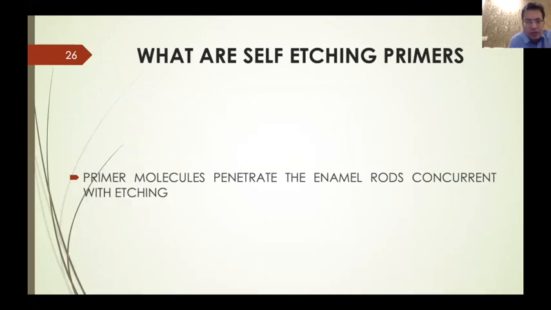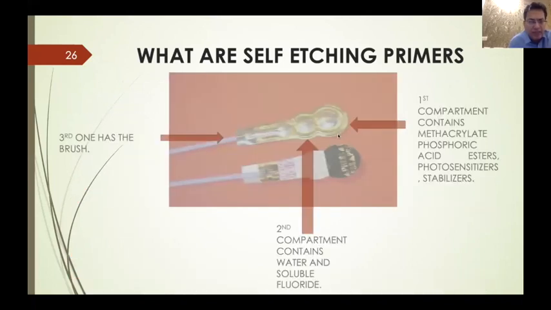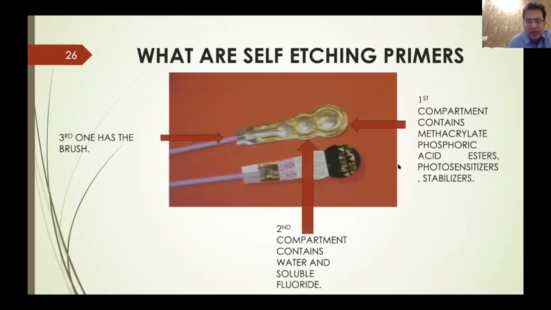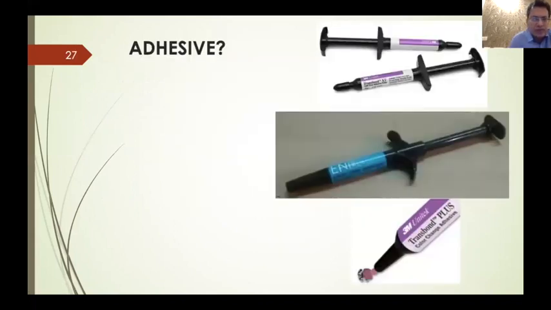So how do they look? It's like a lollipop where there are some photo initiators which will open up only once light is there, and the second compartment having water and soluble fluorides, having a brush. So it looks like a lollipop, and this is how a self-etching primer is available to you.